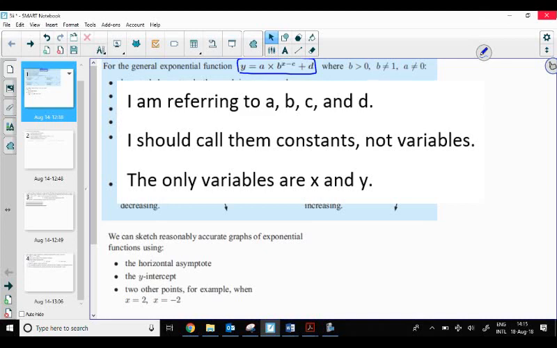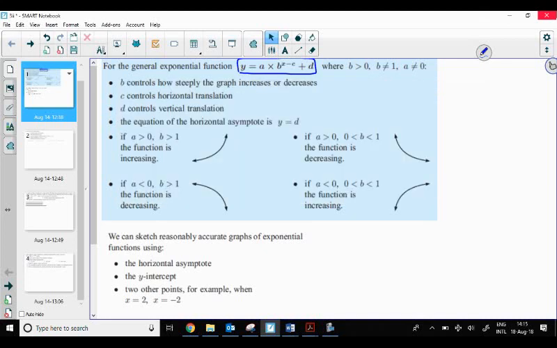First of all, we're deciding that b has to be a positive number. There's a very important reason for that. B can't be negative because if I had b negative and I had my x value equaling, for example, 1/2, then I'd be taking the square root of a negative number. And so that's just not going to be defined.